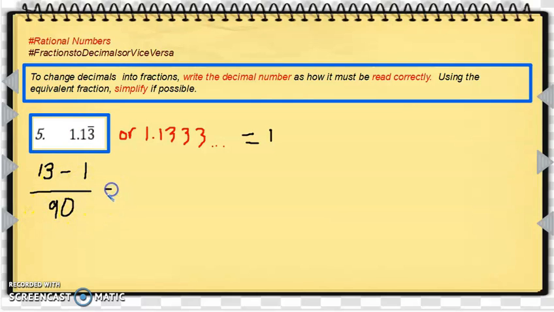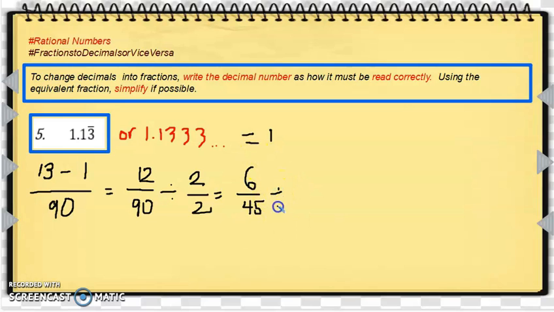Then we perform the operations on the numerator. 13 minus 1 is 12 all over 90. Simplify first this one before you attach it to the whole number 1 there. So 12 and 90 are divisible by 2. So we have 6 all over 45. This is an example of not getting the GCF. As you can see, 6 and 45 are still divisible by a certain number other than 1. So I just work on this. Let's divide this again by 3. So you have 2 over 15.